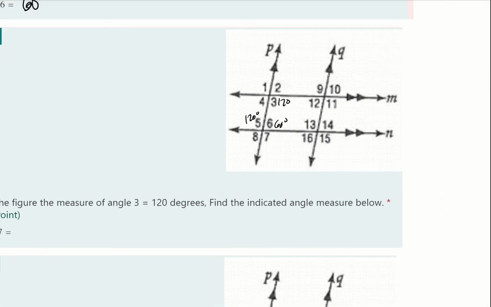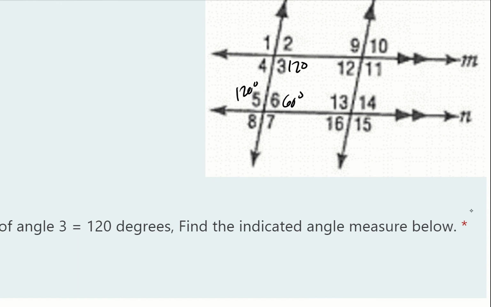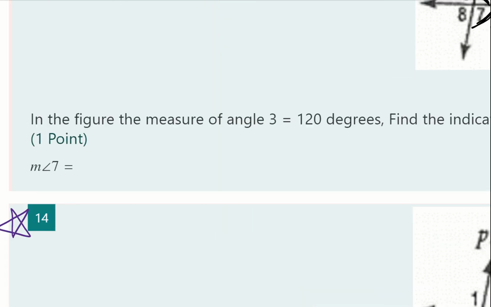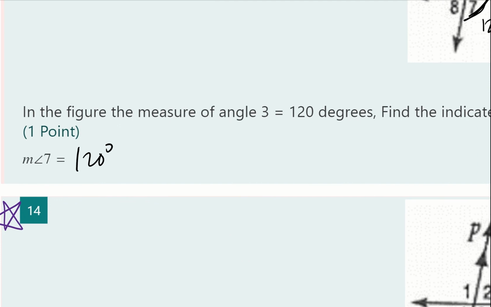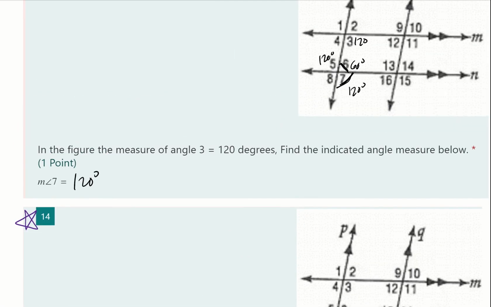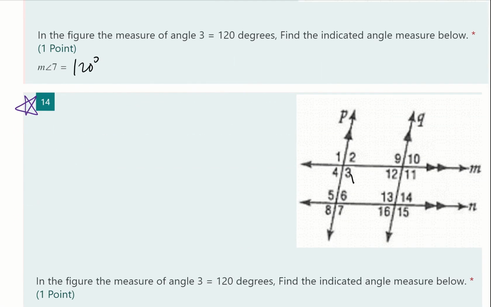So then what is angle 7? Well, angle 6 and angle 7 are a linear pair. They have to add up to 180. So that's 60, this is 120. So we got 120, 120, 60, 120.